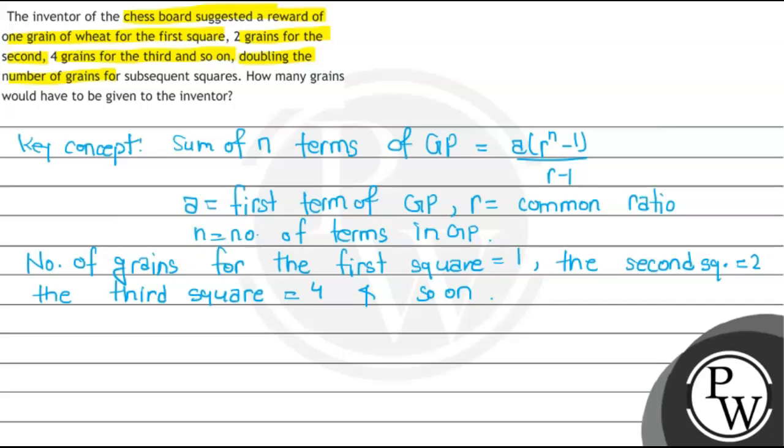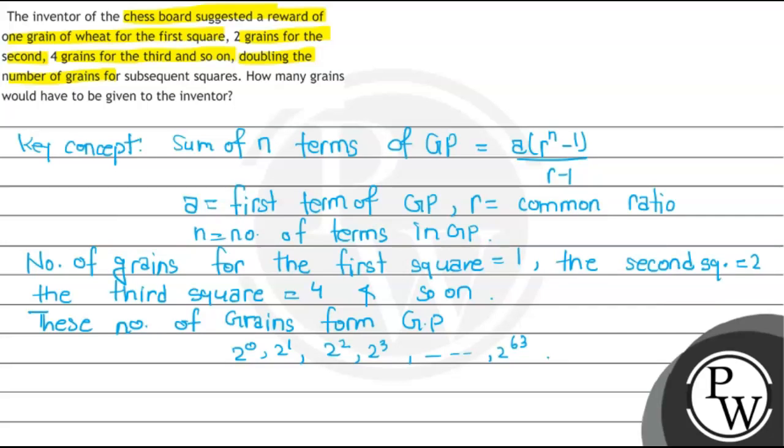Now this number of grains form a GP. ये नंबर ऑफ ग्रेन्स एक जीपी का फॉर्मेशन करते हैं, where GP is like 2 raised to the power 0, 2 raised to the power 1, 2 raised to the power 2, 2 raised to the power 3 and up to 2 raised to 63.